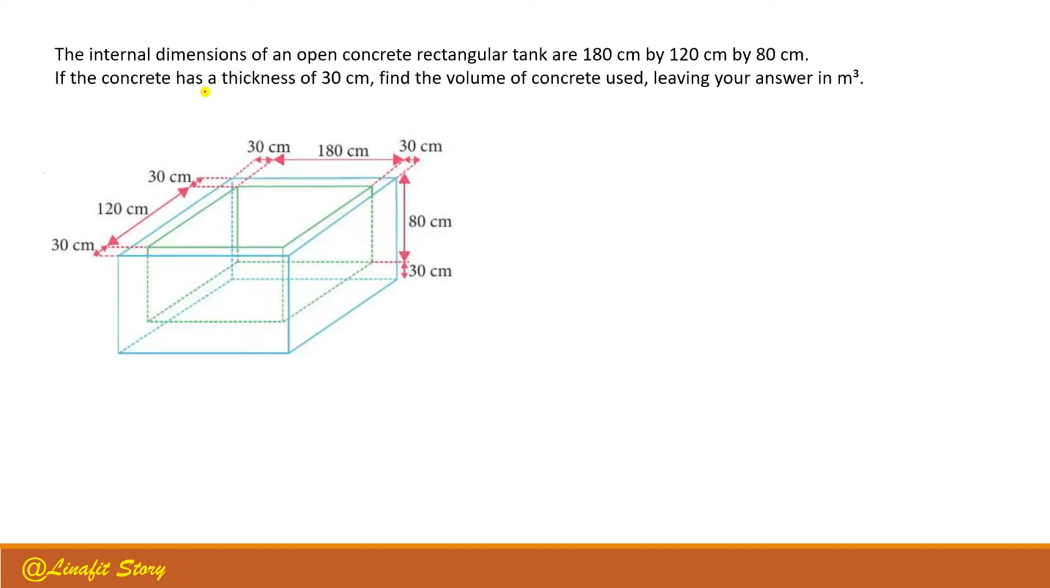The internal dimensions of an open concrete rectangular tank are 180 cm by 120 cm by 80 cm. If the concrete has a thickness of 30 cm, find the volume of concrete used, leaving your answer in cubic meters. So first, we should find the internal volume. The length is 180. The breadth is 120. And the height is 80.